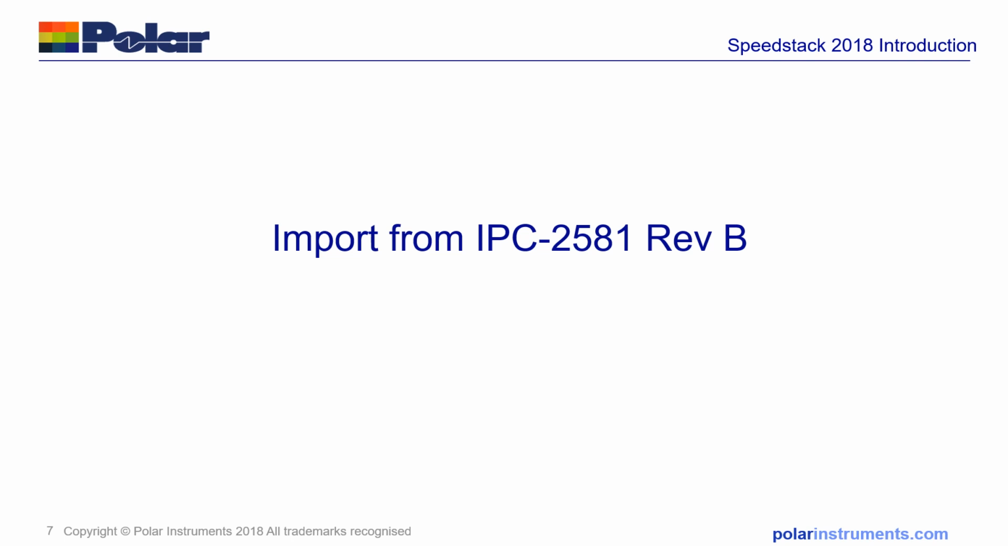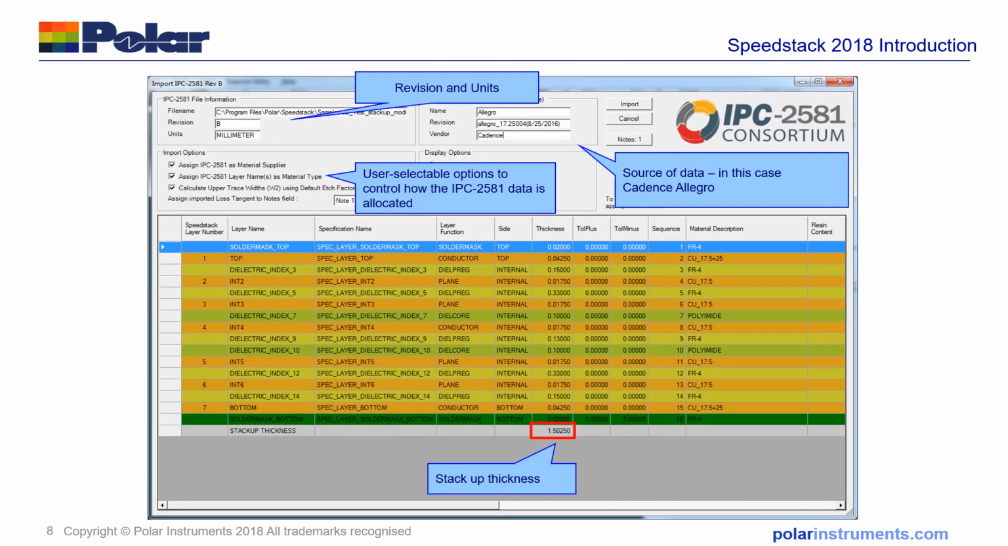You can now also import from IPC-2581 revision B. And again, we've developed a new dialog to bring in the 2581 import. You can see here a revision number has come in from the CAD system. We've shown the name of the CAD system here, so it's Allegro and revision 17.2, and the vendor is Cadence. And you can see down here the conductor, dielectric prepreg, plane, prepreg, core, and so on, all the information that's brought in to the stack up from Cadence.